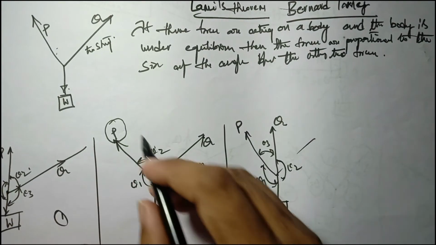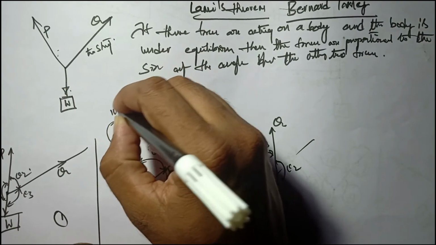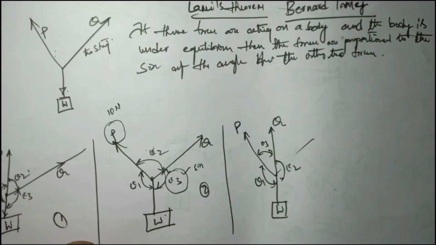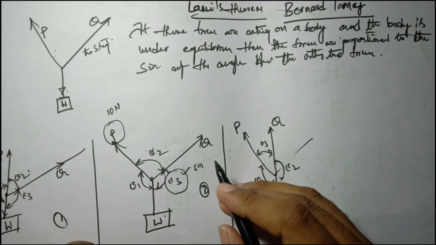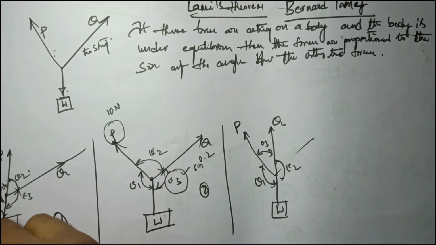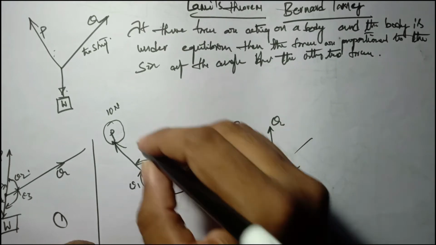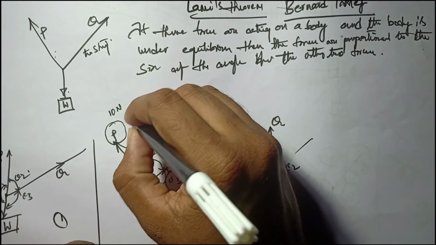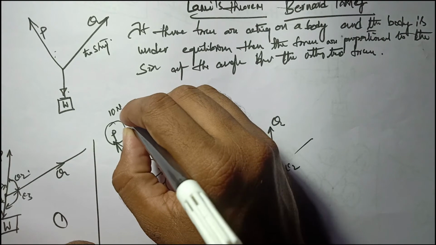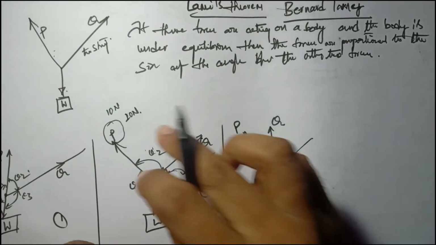Say P is initially some 10 Newton of force in the upward direction, and the sine value is say 0.2. If the sine value becomes 0.4, then the P value will become greater than 10, somewhere around 20 Newtons or so. That is what Lamy found.